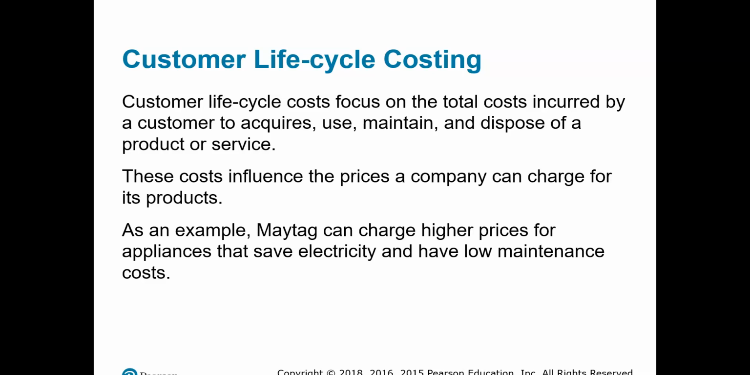So as a business, we may have a life cycle from beginning to end of costs we're incurring in providing a product or service, but we're also a customer, and we have to focus on our customer's perspective and what it costs to acquire, use, maintain, and dispose of. The lower the cost, the more the company can probably charge a higher premium for their product. Like Maytag, they can charge higher prices for appliances. Why? Because it's more cost efficient to use, with low maintenance costs. Therefore, Maytag can charge a higher price for some of its appliances.